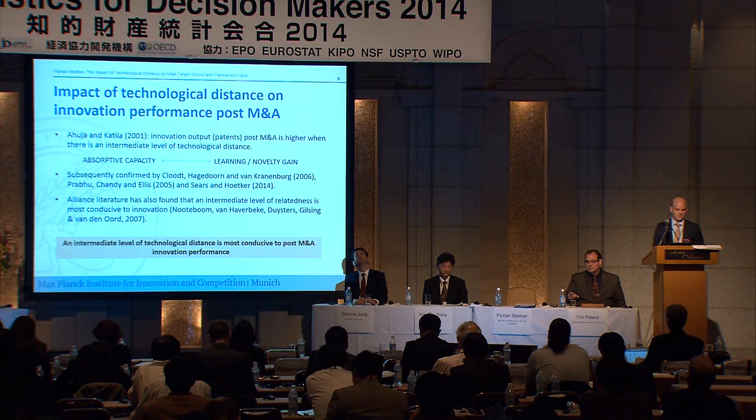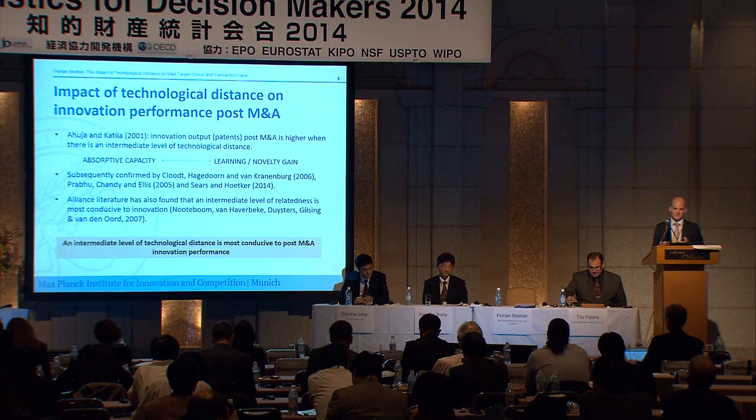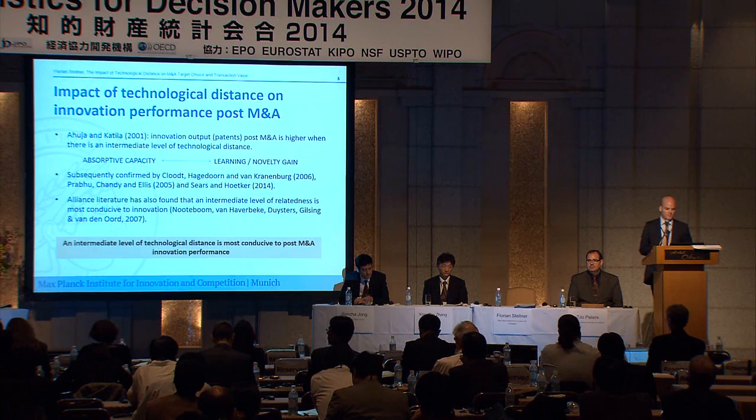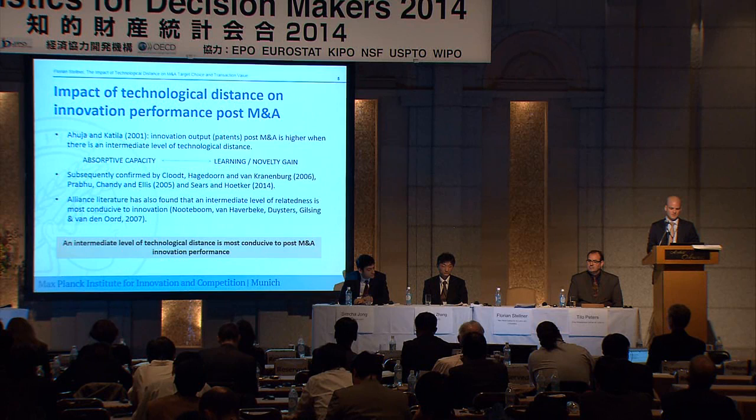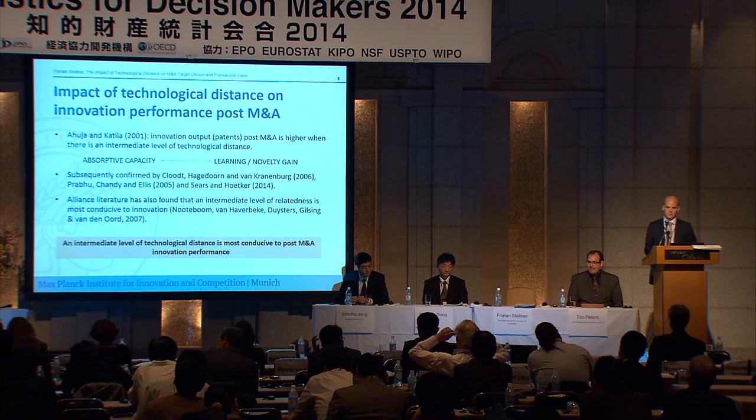The first one, which has received most attention, is the impact of an M&A transaction as a function of the technological distance between the target and the acquirer. And there, most studies, or pretty much all studies, found that an intermediate level of technological distance between the target and the acquirer is most conducive to innovation as measured by patenting output after the transaction.